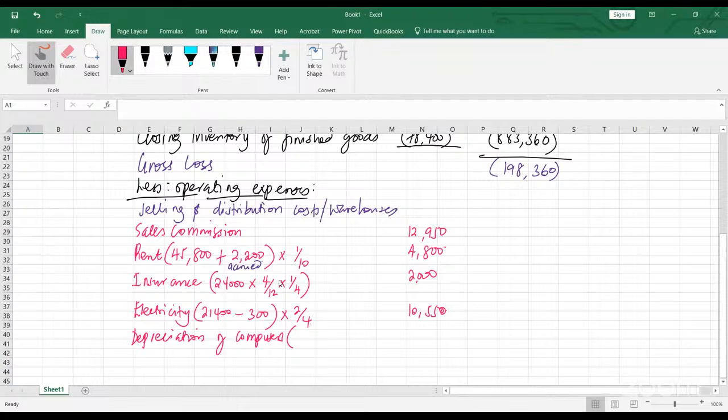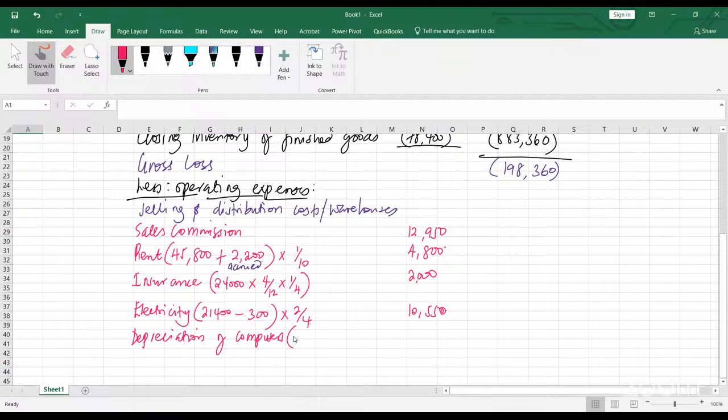How are the computers depreciated? How much is the cost of the computers in total? What was the cost of the computers, members? It was 14,000. 14,000, really? No, not 14. 35,000.